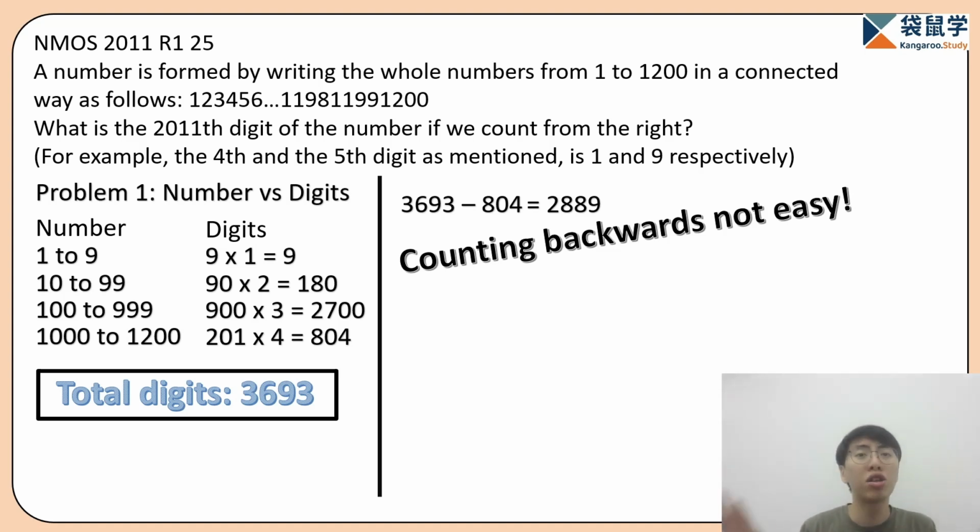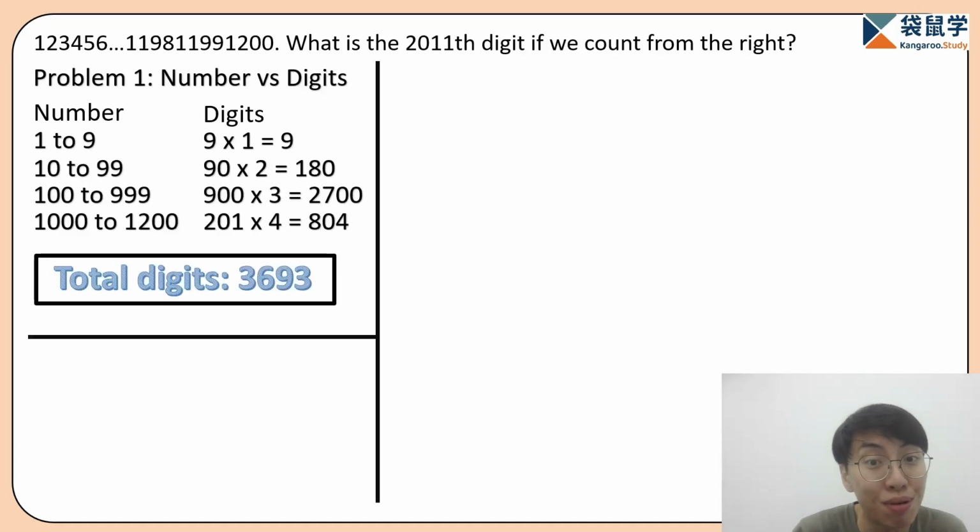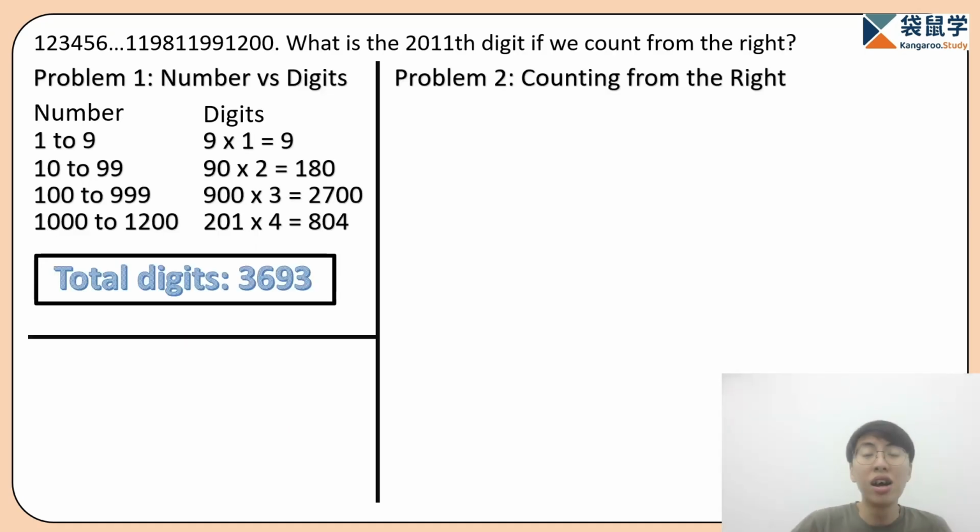Then what do we want to do? Well, very simple. That comes to our second problem, isn't that right, where we have the counting from the right. And if I do not want to count from the right, I have the total digits.